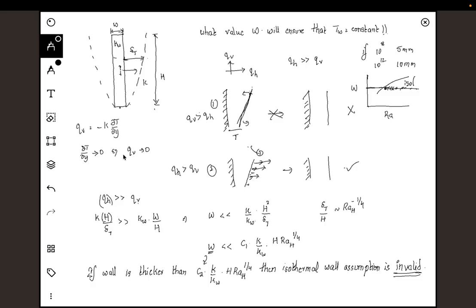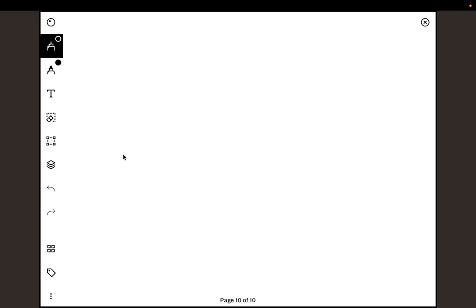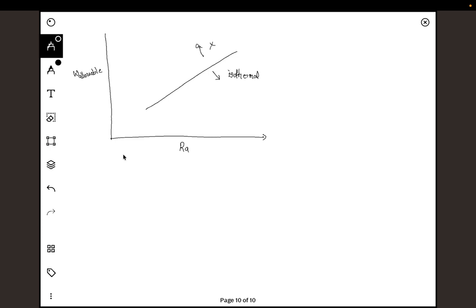Then let's take a new page. If I were to make a plot between the Rayleigh number and the allowable thickness, I would get something of this sort. Say in the log plot, I'd have something like this. Anything falling to this side, I can assume isothermal. And here we do not know anything. Here we cannot use the isothermal assumption.